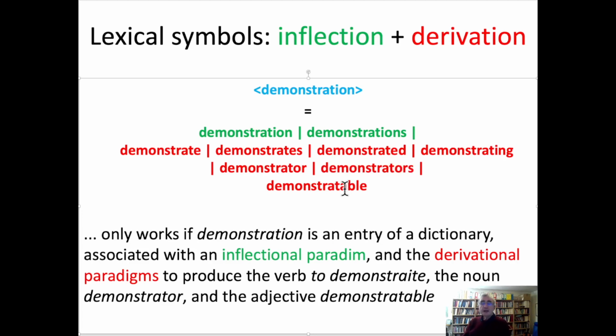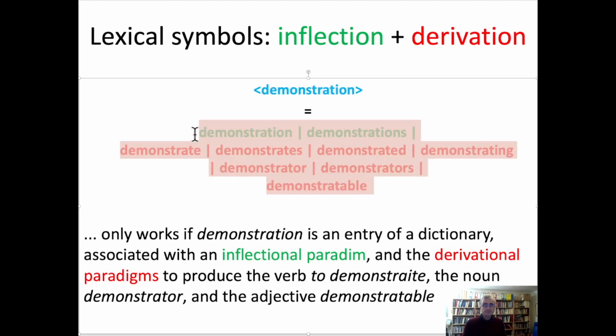So if you have access to such a dictionary in which you have a lexical entry such as demonstration, which is associated with its inflected forms and its derived forms, and also the inflected forms of its derived forms, then you can use demonstration as a lexical entry. Demonstration between angle brackets will match all these word forms.